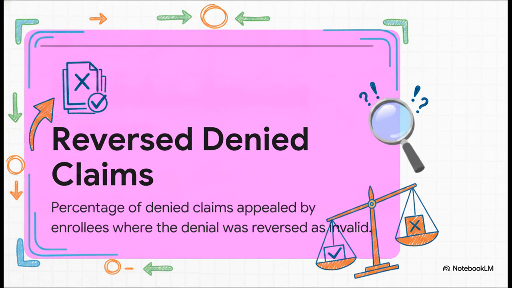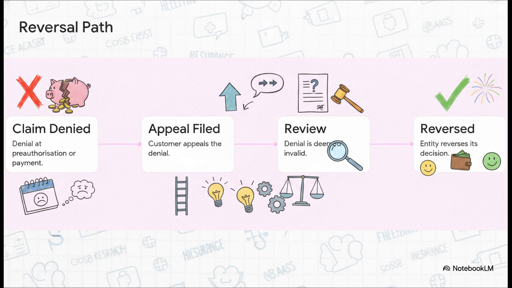What we're really measuring here is the plan's initial accuracy as well as its responsiveness. If this percentage is high, it essentially tells investors that the plan is frequently making mistakes on the front end by denying care or payment that actually should have been approved in the first place. Let's walk through the exact journey a claim has to take to qualify for this calculation. Step 1.